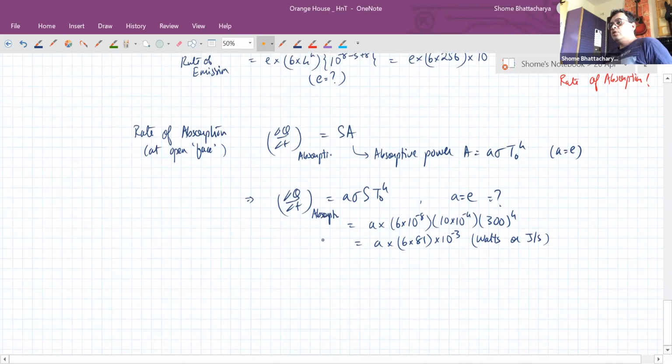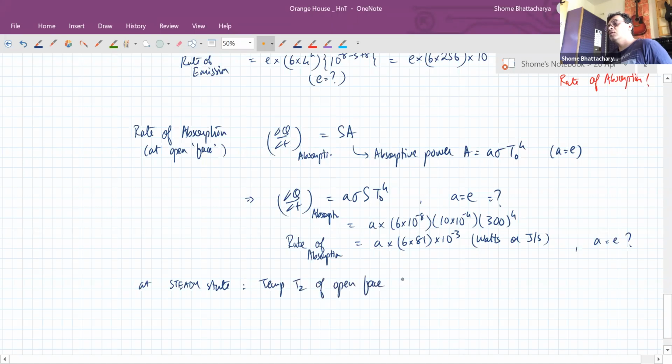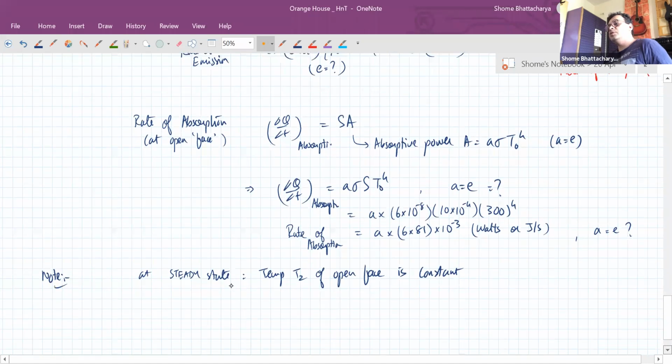Okay, so now that we have got these two things, the rate of emission and the rate of absorption, albeit the value of E is still unknown. Now we can see the concept that at steady state, the temperature T2 of the open phase is constant. Now that's the most important thing to understand in this question, that why the temperature of this open phase is constant.